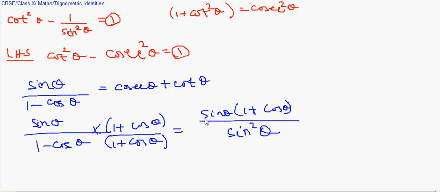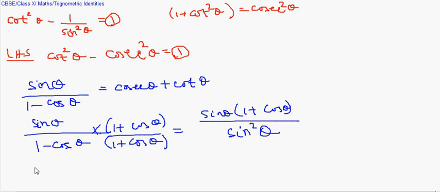Now one of the sine theta will get cancelled. So it gives you 1 plus cos theta by sine theta. Now give the denominator separately to both the terms in the numerator. So that gives you 1 by sine theta plus cos theta by sine theta, and you get the right side. I've just given you how you go for this question, and it is also for independent practice as well.